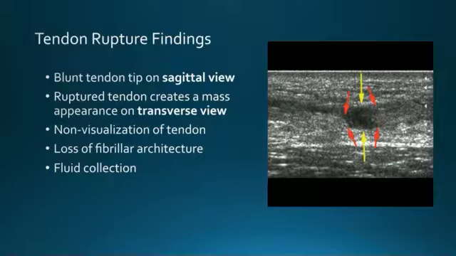Tendon rupture findings. On sagittal view, often what will be visualized is a blunted tendon tip with a collection of fluid around this blunted tendon tip. In the transverse view, the ruptured tendon creates a mass-like appearance. Also, additional findings on ultrasound include non-visualization of the Achilles tendon, loss of its typical fibrillar structure, plus or minus a fluid collection, which is most likely a hematoma.